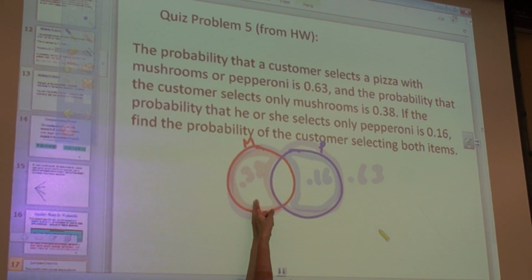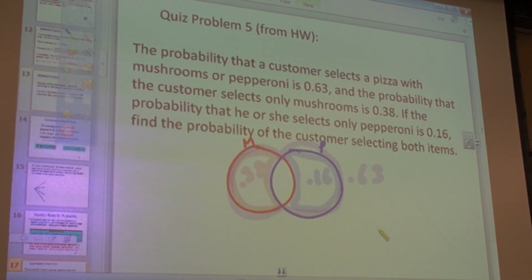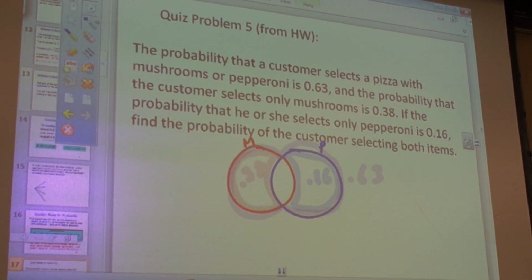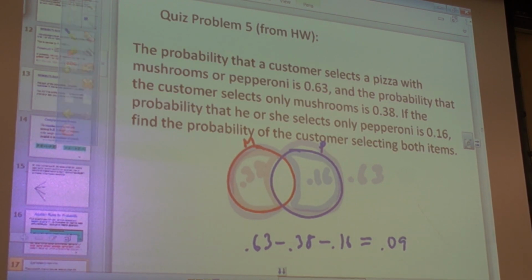But we know that this plus that has to equal 63%, right? So we can just take them and subtract. I would just go 0.63 minus 0.38 minus 0.16, and I'll get 0.09. So 9% is what goes in here. So this would be 0.09. 9% would be both. Good? So if you get this on your homework, this is my suggested solution and your way to solve that.